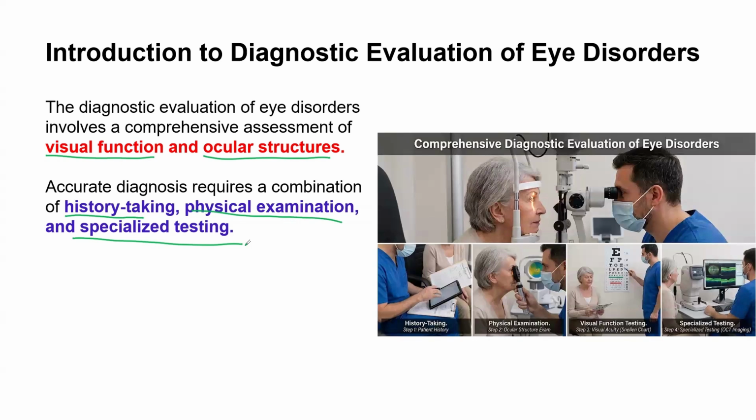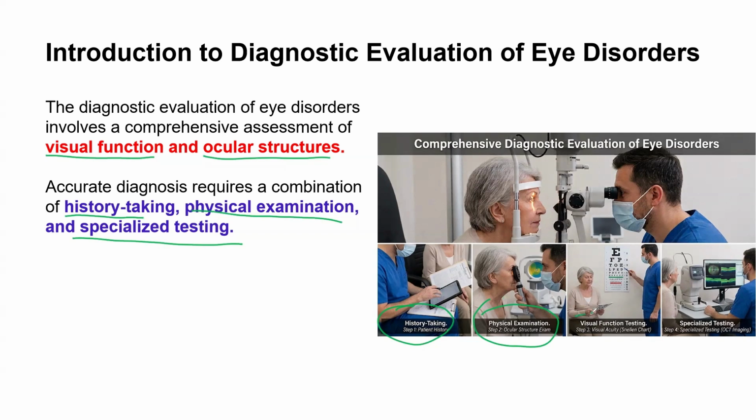So as you can see, ladies and gentlemen, this is a comprehensive diagnostic evaluation of the eye disorders. First, you start with history taking. That is the patient history, because it is from there you'll have an idea whether it is genetic, because some of the eye problems can be genetic. Some can be as a result of physical trauma. And then the next one is physical examination. So you do a physical examination to check the ocular structure. So you examine the ocular structure of the eye.